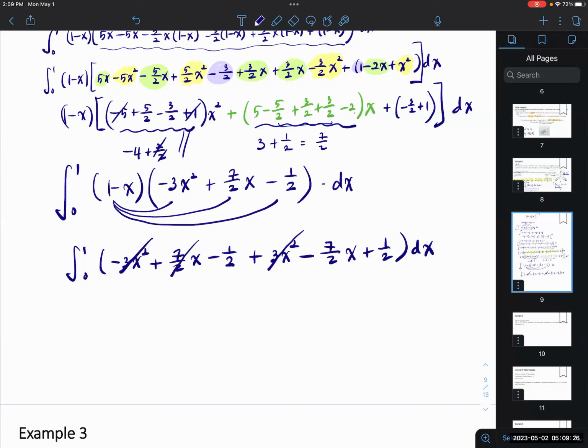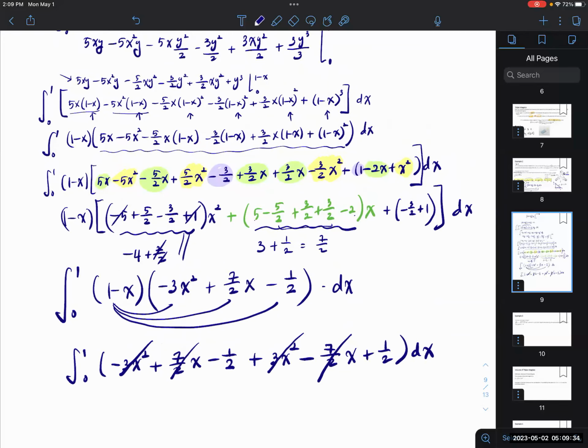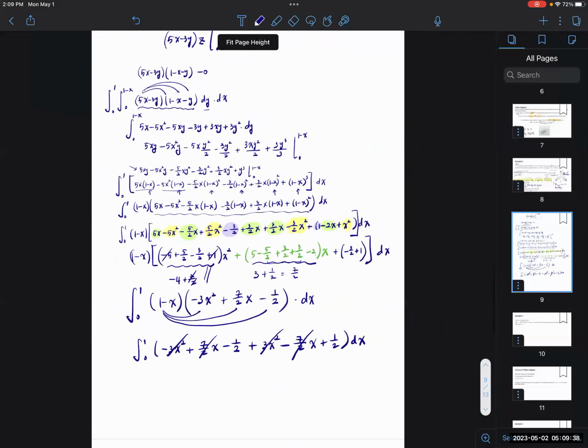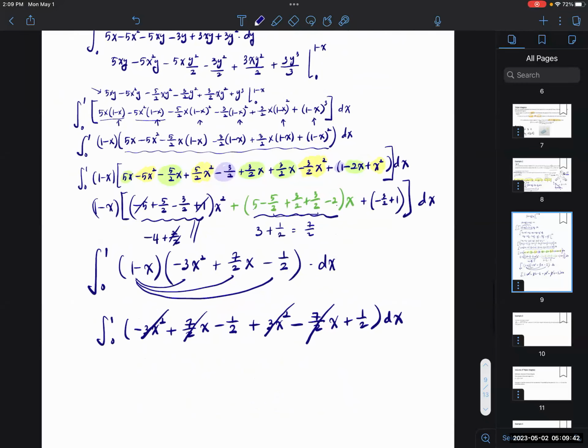Wait, everything is a cancel, isn't it? Is it really? Is there any mistake I have? No, right? I don't have any mistake. So let me just double check. One second. So I took the integral. One second. My problem was I didn't take the integral.